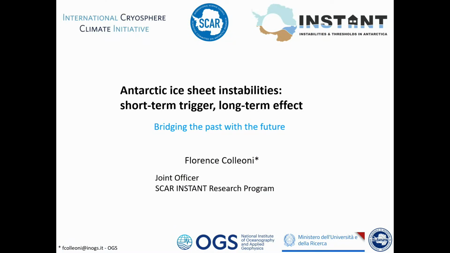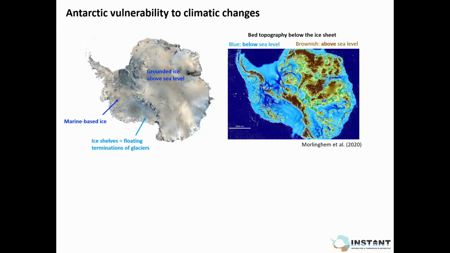Here we will mostly focus on trying to bridge the past with the future and directly focusing on the Antarctic ice sheets. So an important aspect is to understand why Antarctica is vulnerable to climatic changes. And to understand that, it's important to understand its configuration. So geographically speaking, most of the Antarctic ice sheet is resting on a bedrock below the ice that is located above sea level, while part of Antarctica is also resting on a bedrock that is below sea level, and those two aspects are really fundamental to understand the Antarctic ice sheet dynamics.